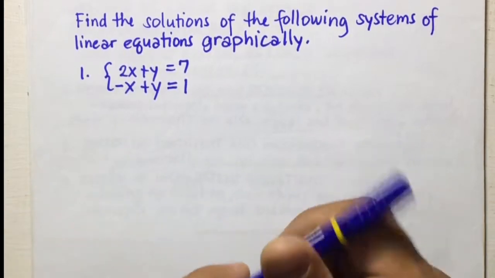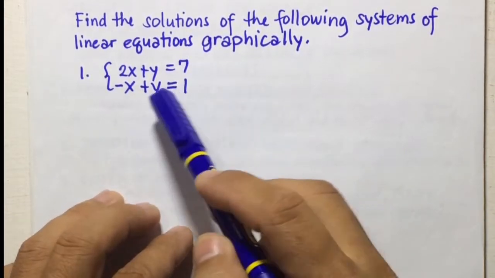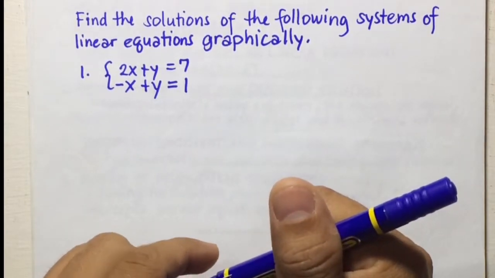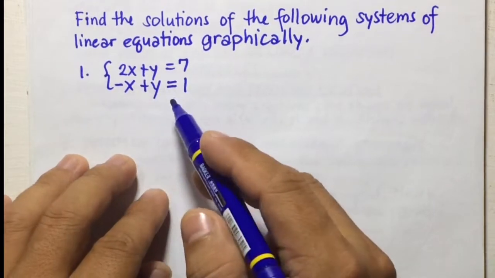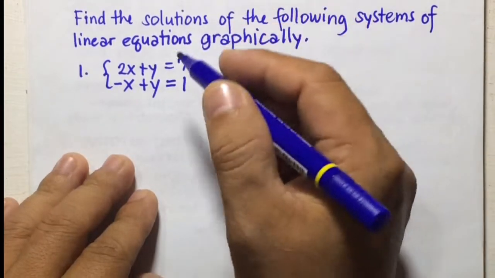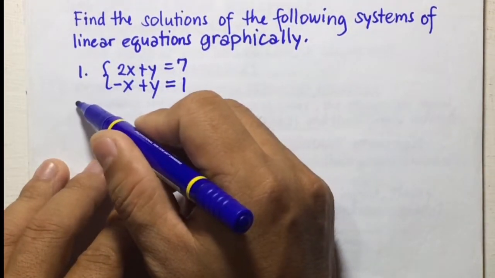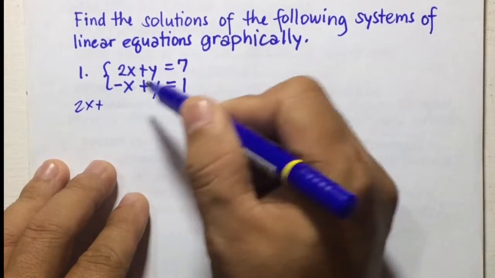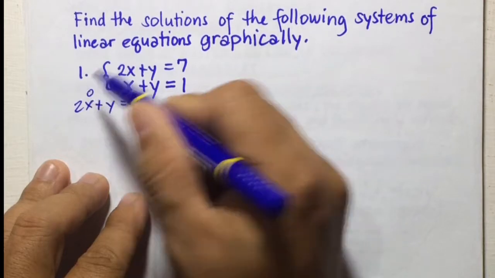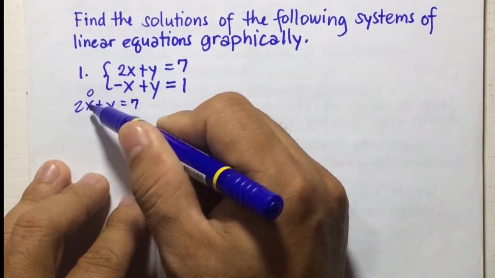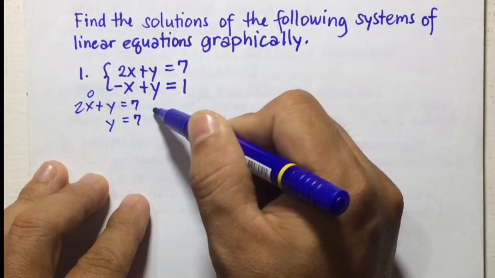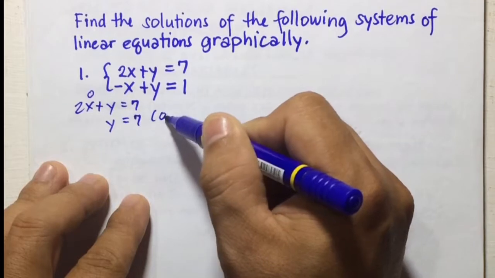So let's start with the first one, 2x plus y equals 7. If we substitute values for either of the two variables x and y, let's try variable x. In 2x plus y equals 7, if x is 0, we have 2 times 0 is 0 plus y equals 7, and y will be equal to 7. So our first point will be 0, 7.